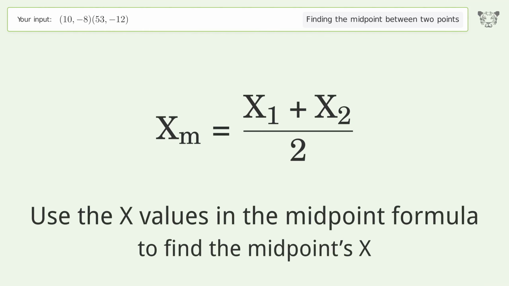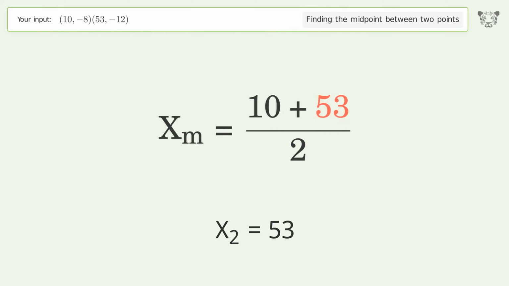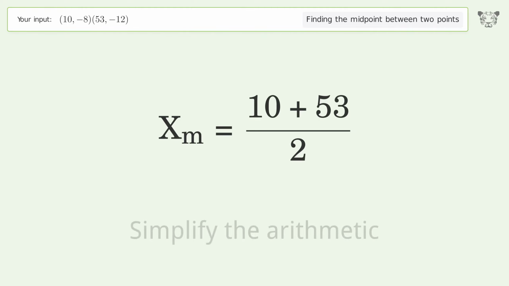Use the x values in the midpoint formula to find the midpoint's x. x1 equals 10. x2 equals 53. Simplify the arithmetic.